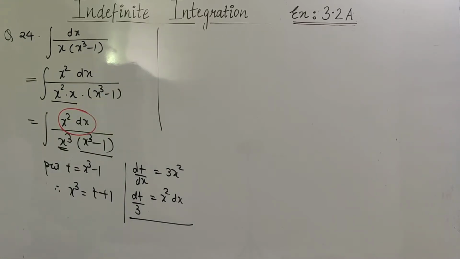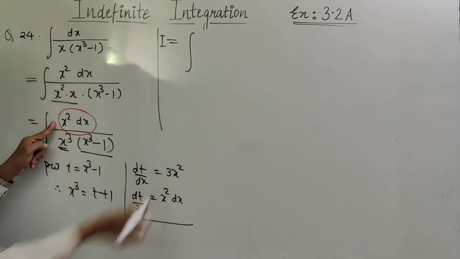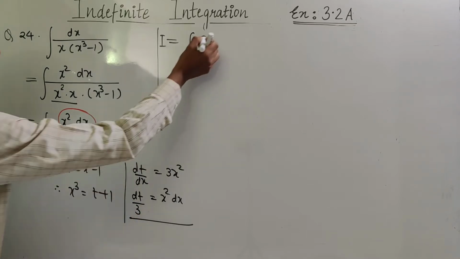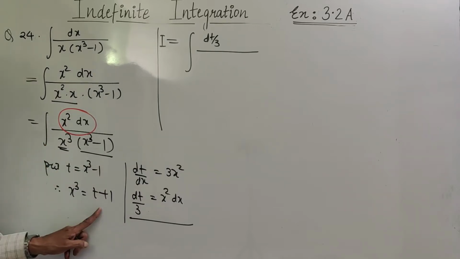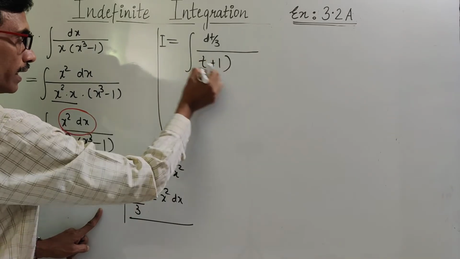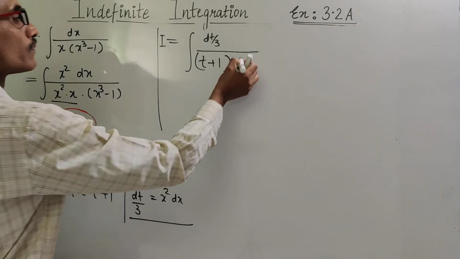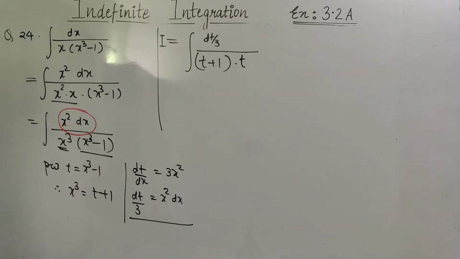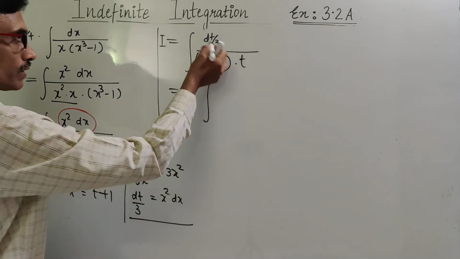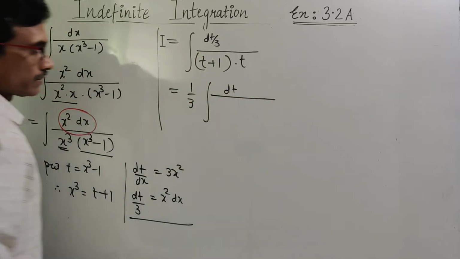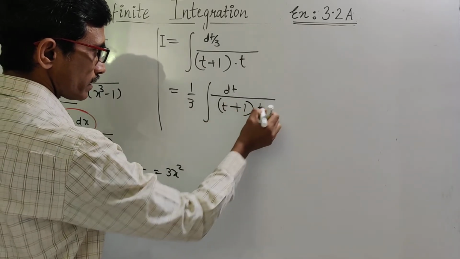If we substitute this, dt upon 3 will be written in place of this, so integral I will be equal to x square dx, which is dt upon 3, upon x cube. x cube is t plus 1, and x cube minus 1 is t. Then 1 by 3 we will write outside the integral sign. 1 by 3 constant, dt upon t into t plus 1.